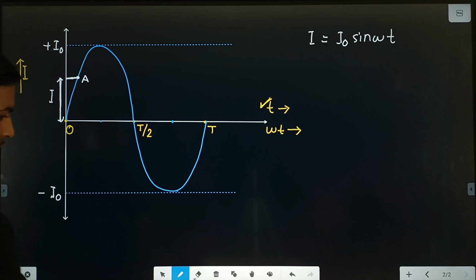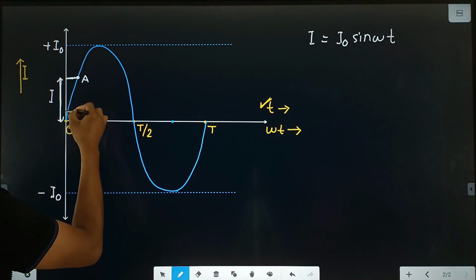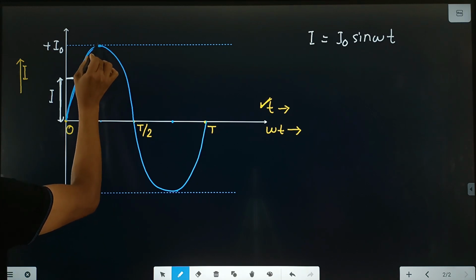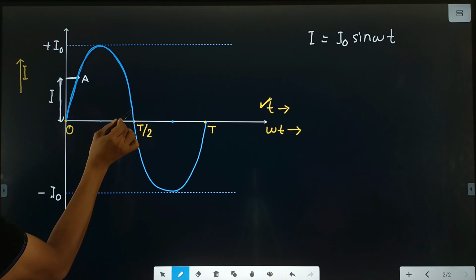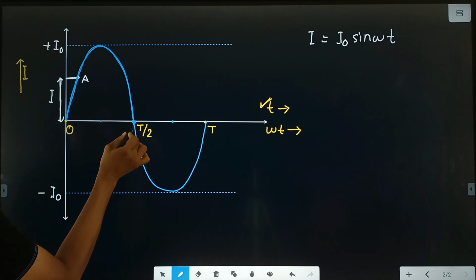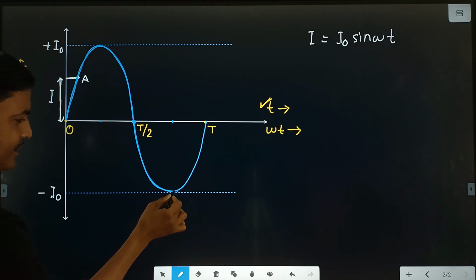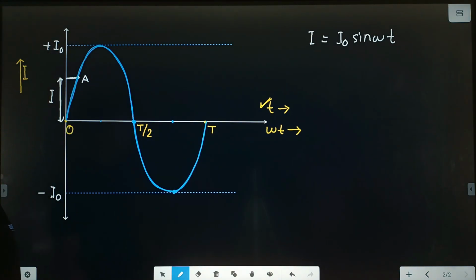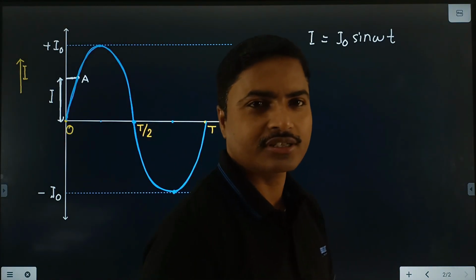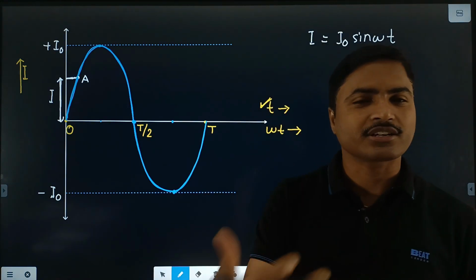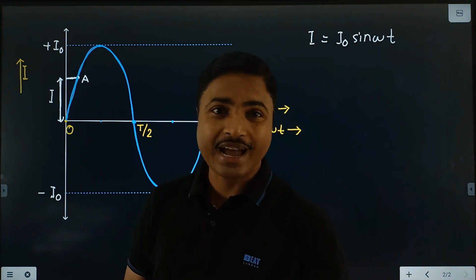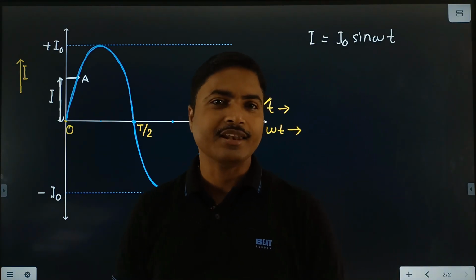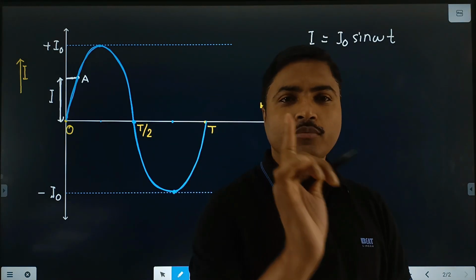And the magnitude of the alternating current gradually changes. Initially its magnitude increases, at this point it is maximum, again the magnitude decreases, here 0, again the magnitude increases on the negative side, reaches maximum, and again decreases. That means its magnitude is not constant, it changes continuously, varying with time, so we will calculate its mean value or average value of alternating current for the full cycle.